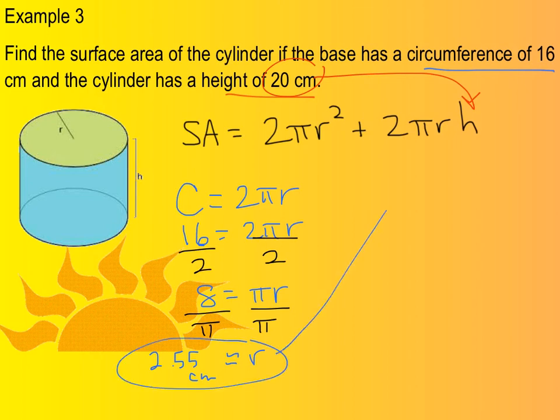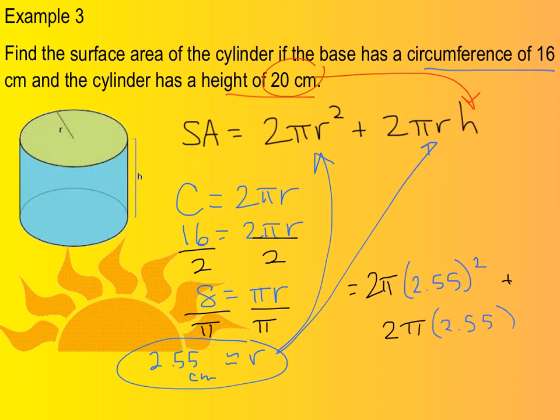Now that I have my radius, I can plug it into both parts of my formula. So I'm going to have 2 pi times 2.55 squared plus 2 pi times 2.55 times my height, which is 20. When I calculate this out, depending on how you round and when you round, you'll end up with approximately 360.74 square centimeters as the surface area of this cylinder.